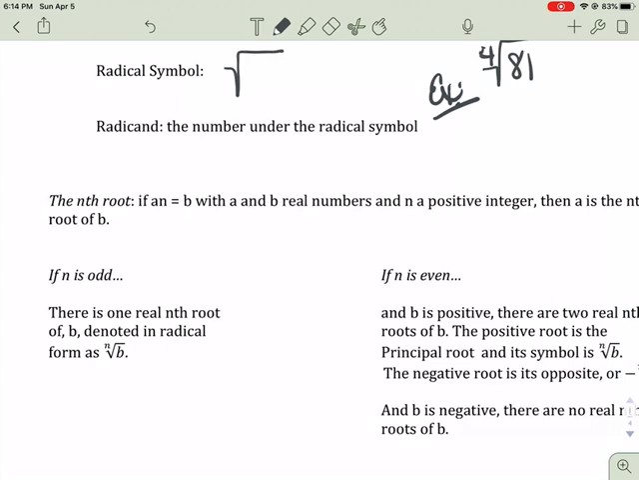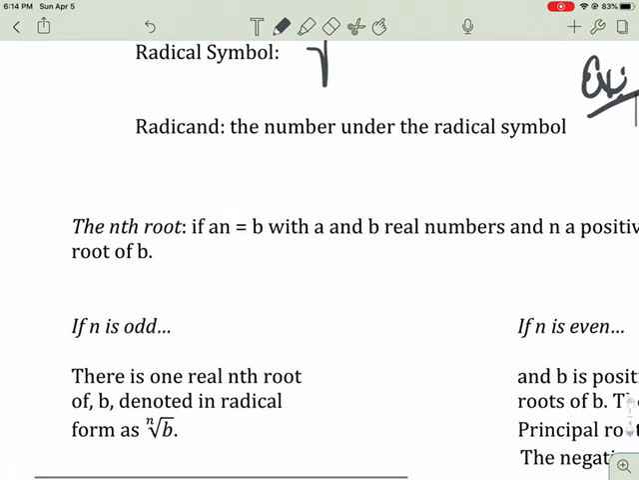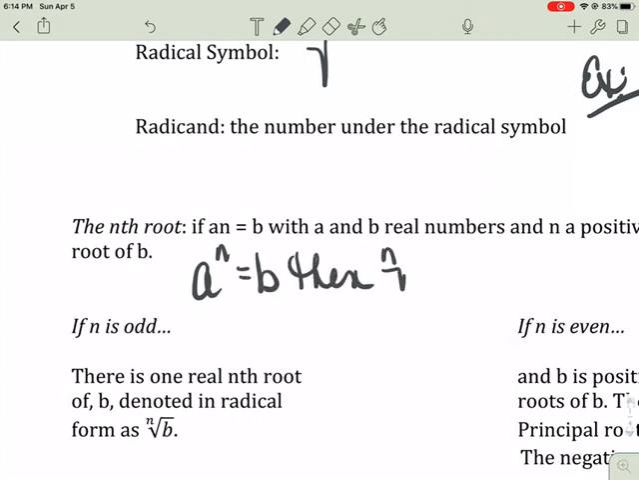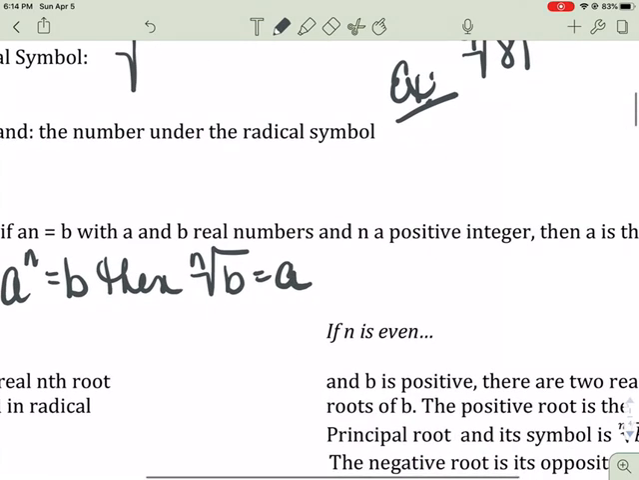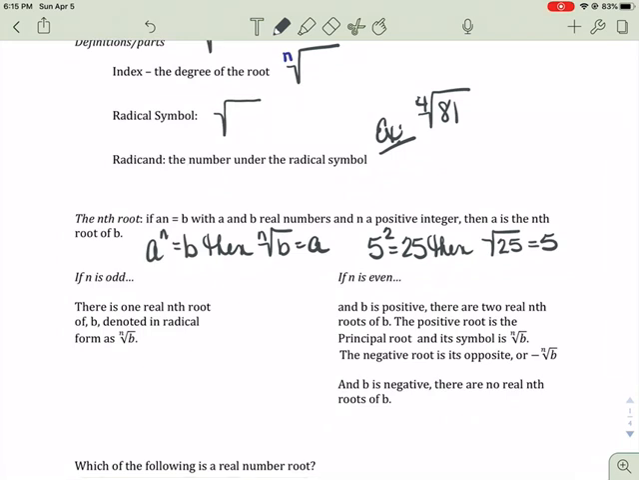All right, so our definition is going to go like this. We have a to the n is equal to b, with a and b being real numbers, and n is a positive integer, and a is the nth root of b. So what exactly does that mean? It says if a to the nth equals b, then the nth root of b is equal to a. Or if we put some numbers in there, let's say 5 squared equals 25, then the square root of 25 is equal to 5.